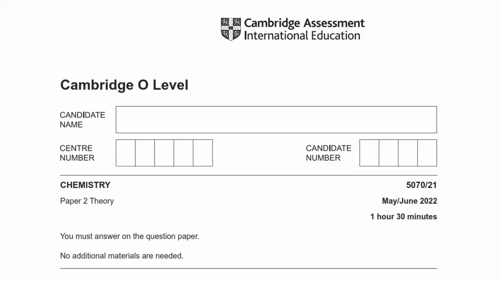Hello and welcome. This is Cambridge O-Level Chemistry paper number 2. The subject code is 5070. This is paper number 2, version 1 of May-June 2022.